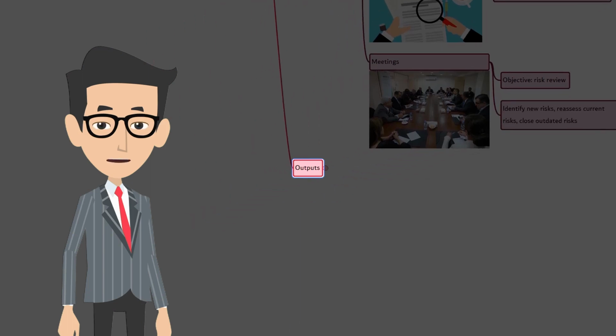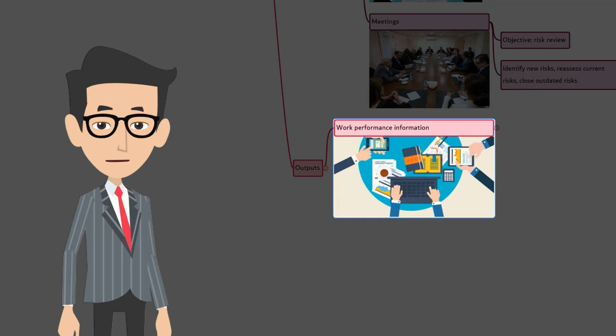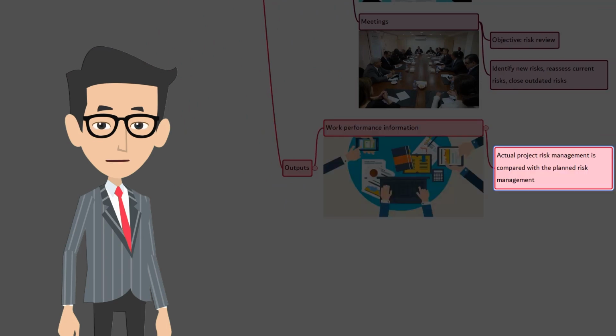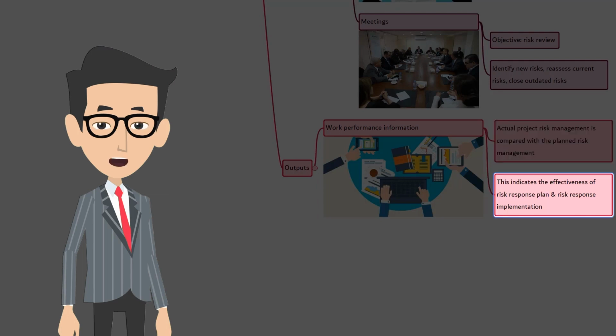There are 5 in the list. The first one is work performance information. As an output to monitor risk, the actual risk management performed is compared with the one that is planned during risk management. This information indicates the effectiveness of the risk planning and response implementation process.